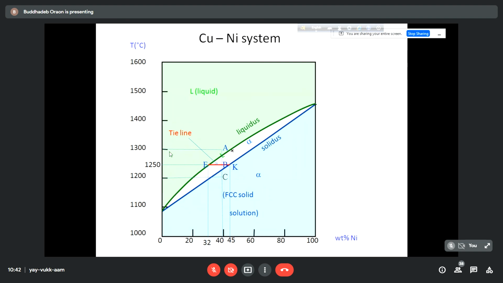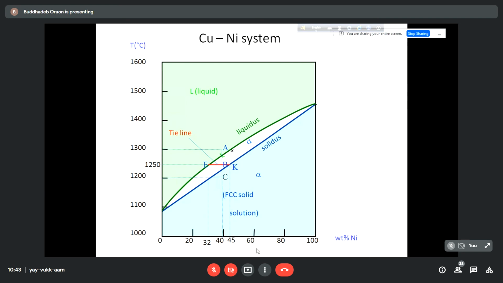So you see, if you vary the temperature, your percentage of solid and liquid phase also varies. At each temperature, this percentage will be different, and obviously the alloy percentage also will be different.